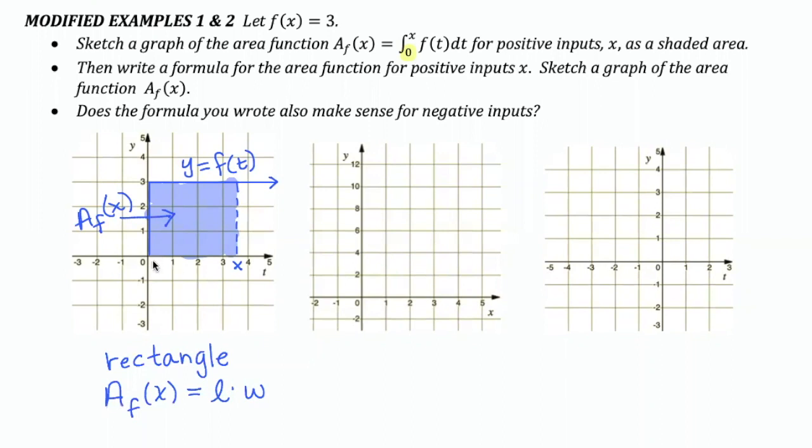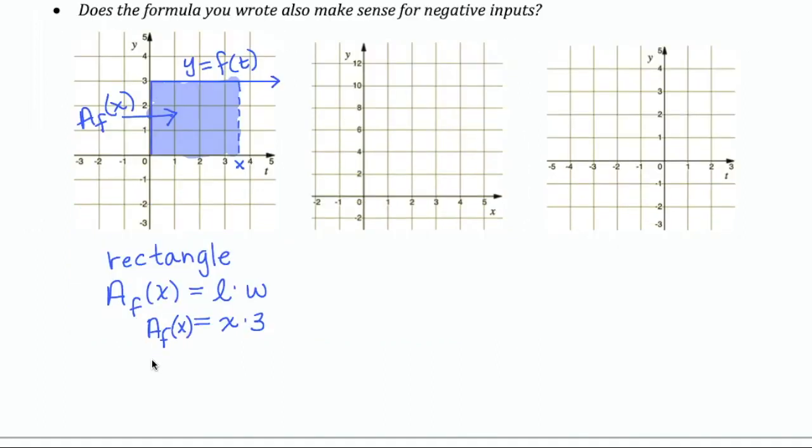So I can't say that my length is 2 or my length is 3. My length is going to be represented by a variable, which is x. And my width is fixed because this is a constant function. The width is always 3. And so a formula for my area function for the area under the curve is going to be 3x. Now I've added here a little note that this area function is 3x when your original starting function was 3. Obviously, if your function was different, it's going to create a different area function.